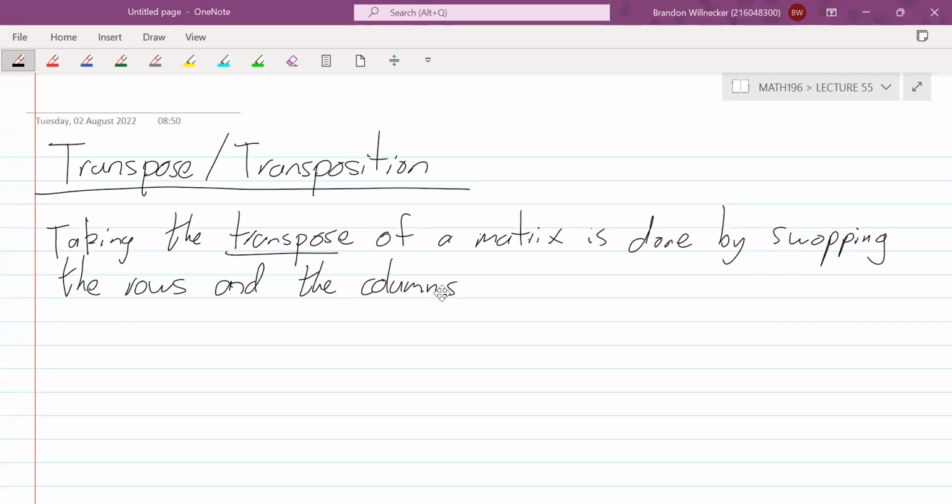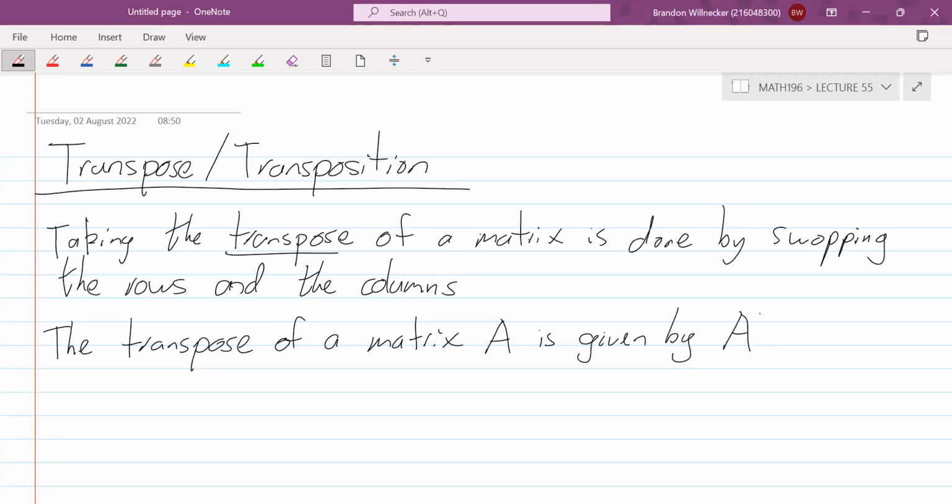Okay, so given a matrix, if you want to find the transpose of the matrix, you swap the rows and the columns. The transpose of a matrix A is given by A with a T as an exponent there. Okay, so that means we are taking the transpose or the transposition.